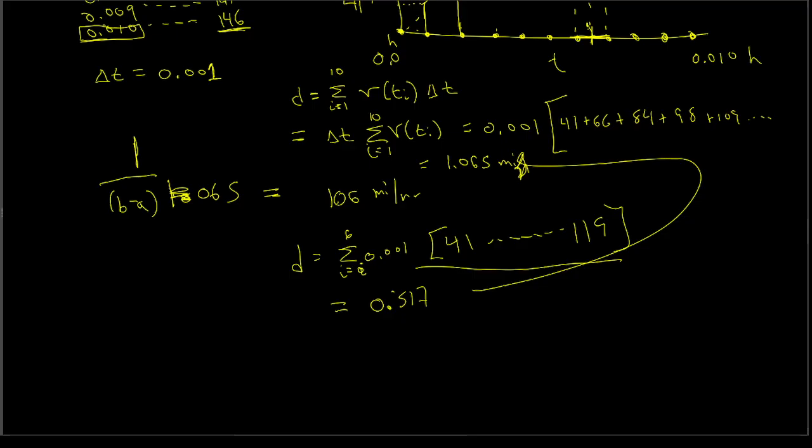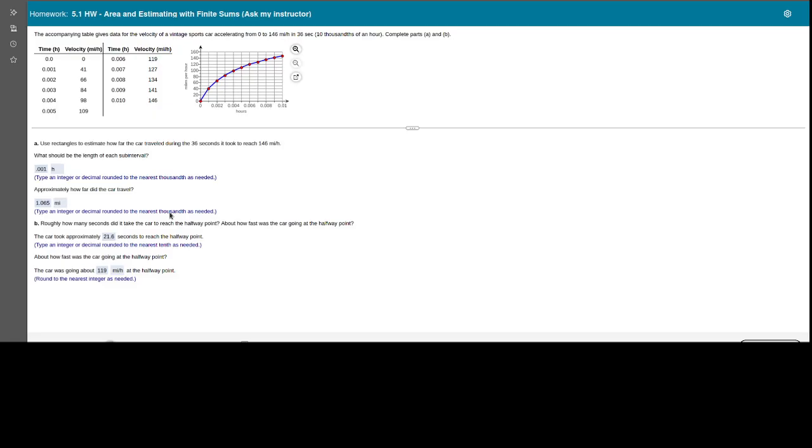And then the last question it asks for here, let me get back here, is about how fast was it going. Because I was lining this up to measured values, I'm just going to read the velocity of 119 coming off of it. So that's kind of my approach to this. I used the average velocity to get a feel for where the halfway point was.